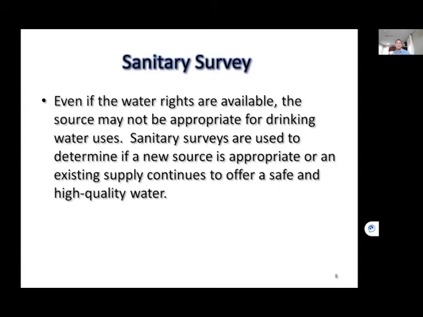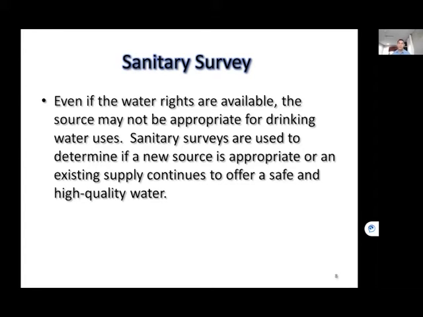Sanitary surveys. Even if the water rights are available, the source of water may not be appropriate for drinking water uses because of the water quality. Sanitary surveys are used to determine if a new source is appropriate or an existing supply continues to offer safe and high quality water. A sanitary survey could be on the test, and essentially it's to evaluate the quality of your source water and whether it is appropriate for the treatment process you have to do to treat it.